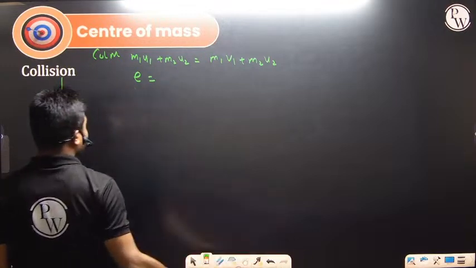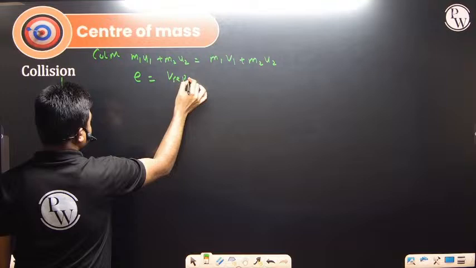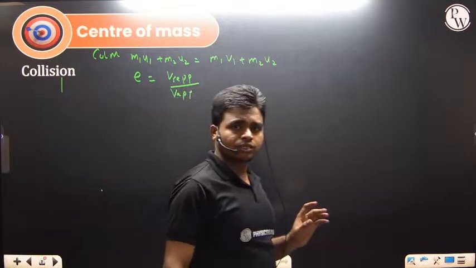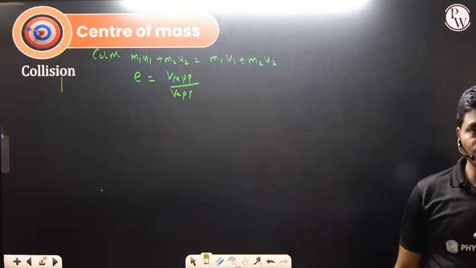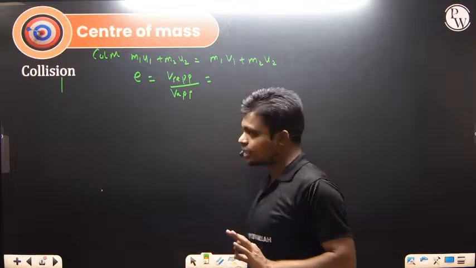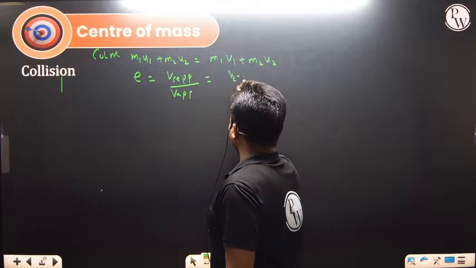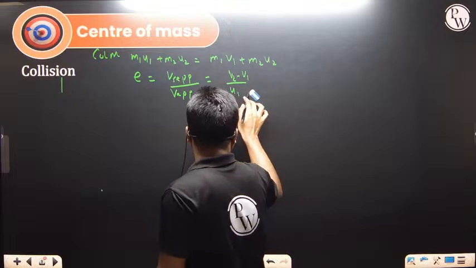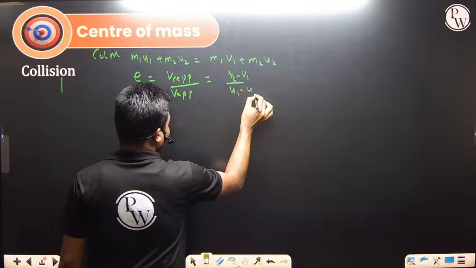Second is coefficient of restitution. What is that? Velocity of separation divided by velocity of approach. Here u1 and u2 are the velocities before collision, and v1 and v2 are the velocities after collision. So the coefficient of restitution, that is e, is given by v2 minus v1 divided by u1 minus u2, and we can take the modulus over here.